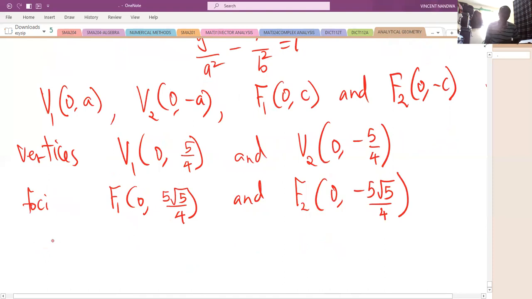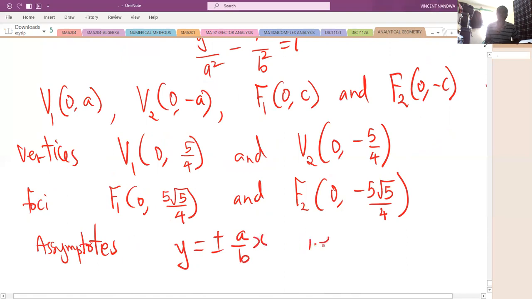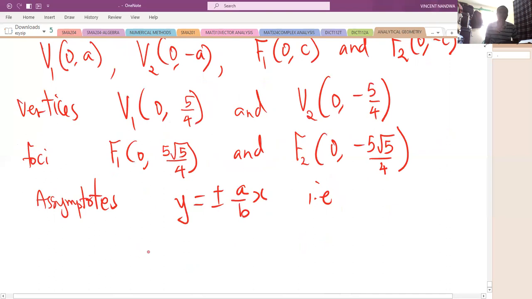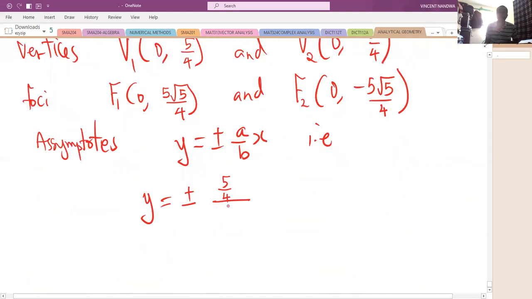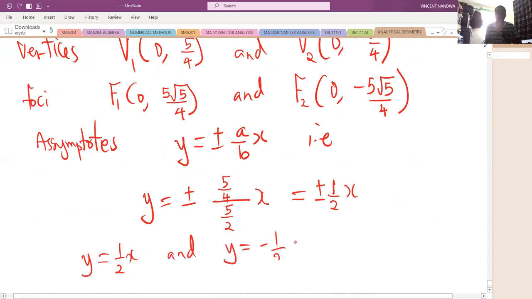And then equations of the asymptotes. Remember, when the equation is of this form, asymptotes are given by y equals plus or minus a over b x. So our a is 5 over 4, and our b from our calculation is 5 over 2. So 5 over 4 divided by 5 over 2 gives us a half. So the asymptotes are y equals a half x and y equals minus half x.